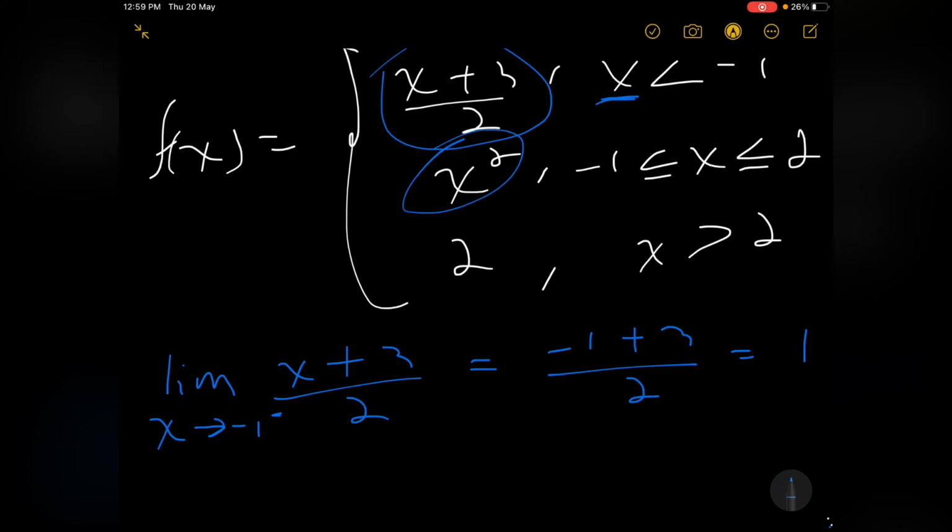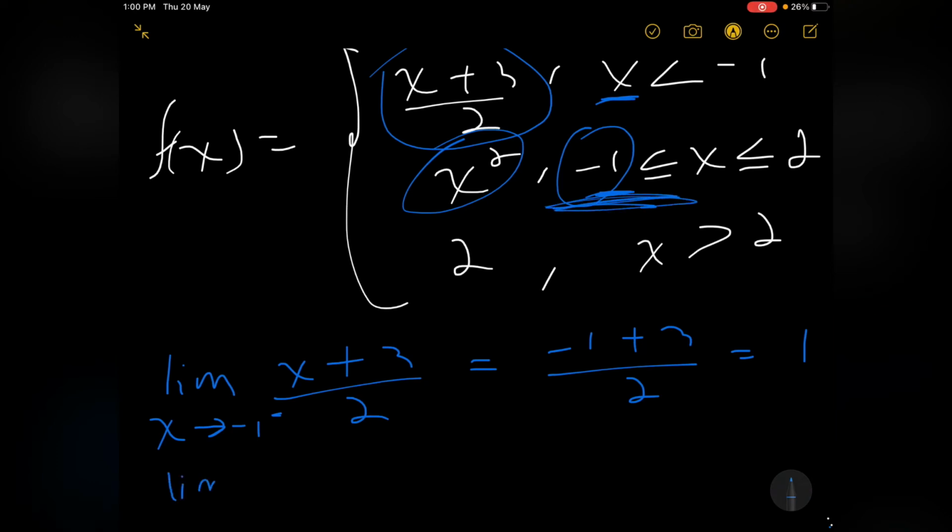The reason why I would use x squared is because -1 is included in x squared, and this function includes values that are higher than -1 as well as -1. But we're interested in values higher than -1, hence the reason for using this function.